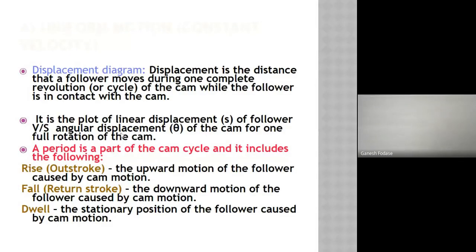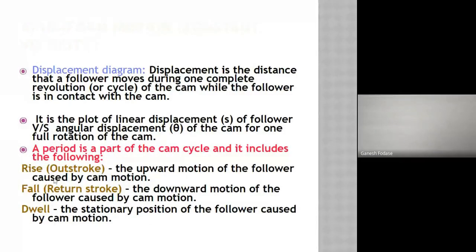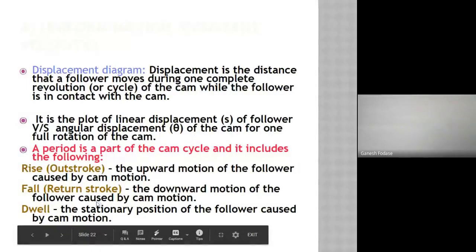Now this displacement diagram includes three strokes, as I discussed in the last lecture also, that is rise, fall, and dwell. So what is rise? Rise is nothing but the upward motion of the follower caused by the cam motion. Fall is the downward motion of the follower caused by the cam motion. And dwell is a stationary position of the follower caused by the cam motion. So rise, fall, and dwell are the three parts of a displacement diagram.